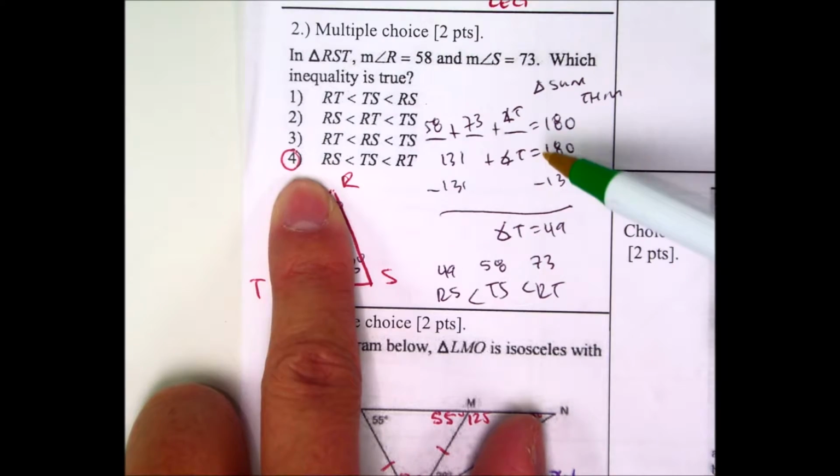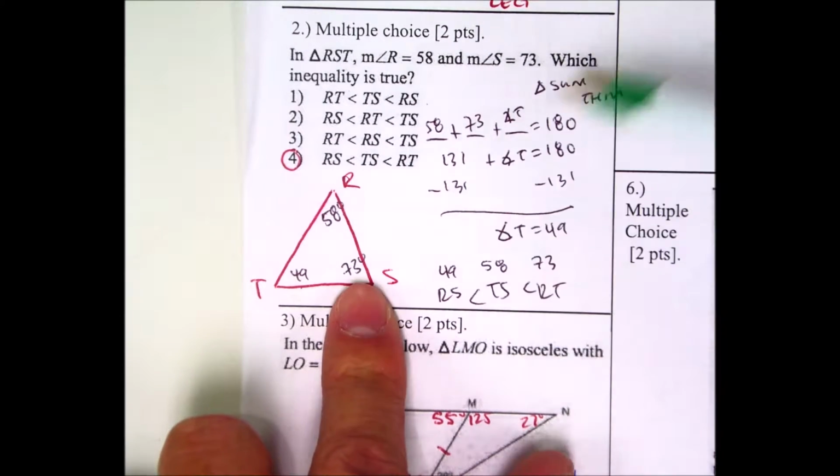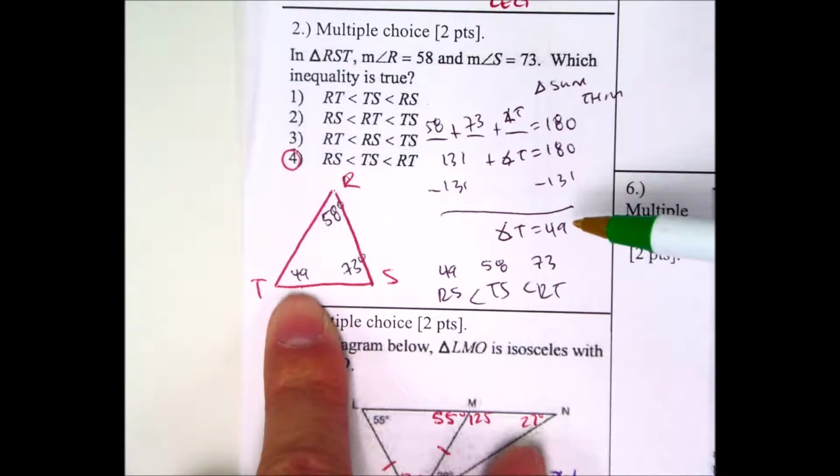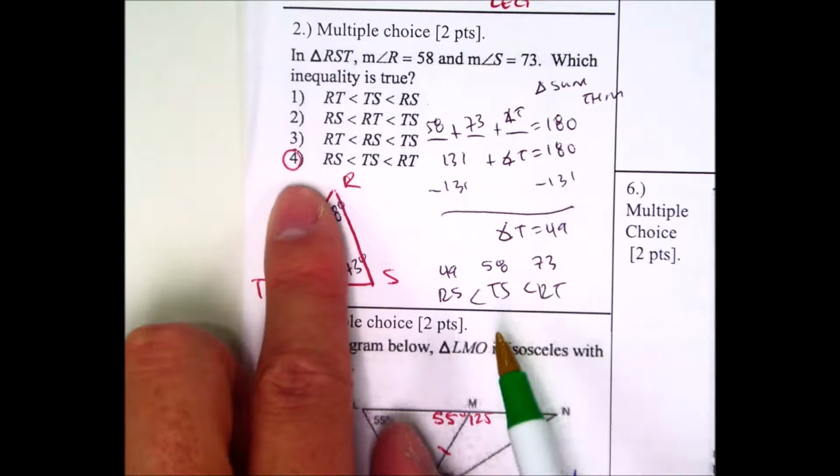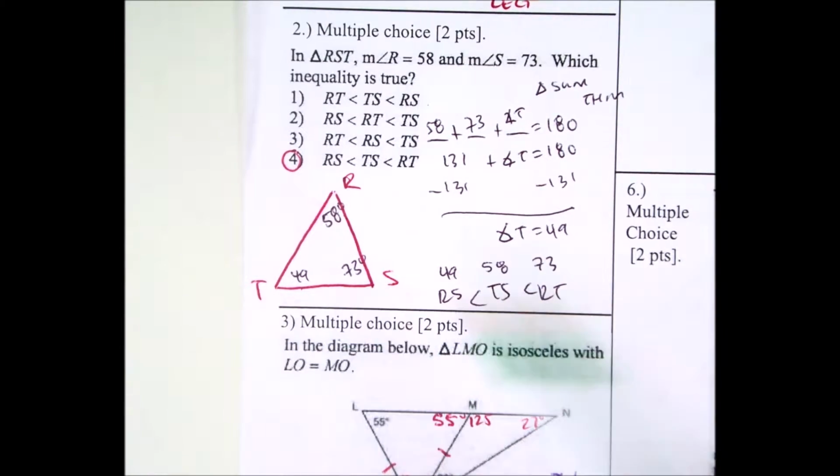So this problem is pretty involved. No picture, draw one. Triangle sum theorem to compare angle T. I notice that my sides are from least to greatest, so if the sides, then we have to look at the angles.